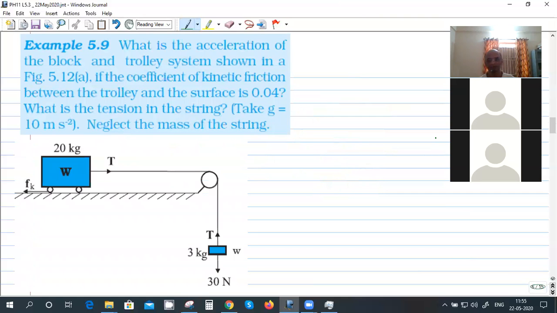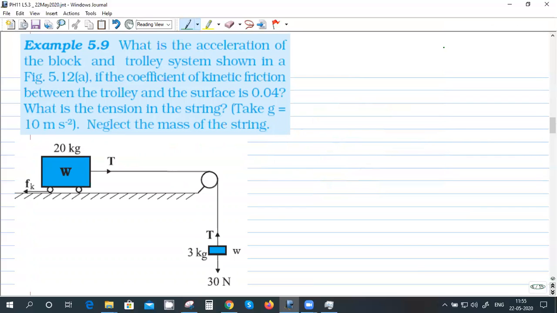Okay, let's solve this problem. Here it is saying kinetic friction, so it's already in motion. So this mu k is 0.04. What is the tension in the string? We have to find T. g is 10. So we can apply the second law. You just have to draw the free body diagram. You always apply the second law when things are in motion. So basically, you have to get the forces correctly.